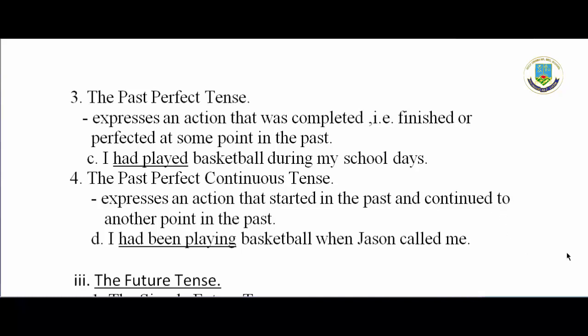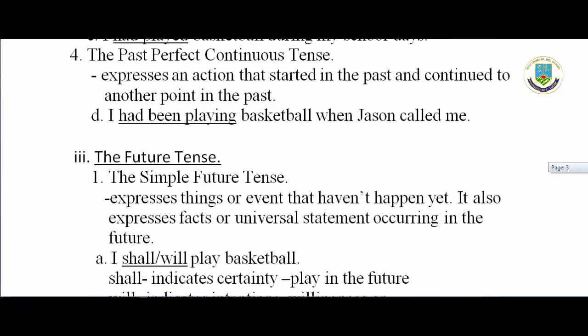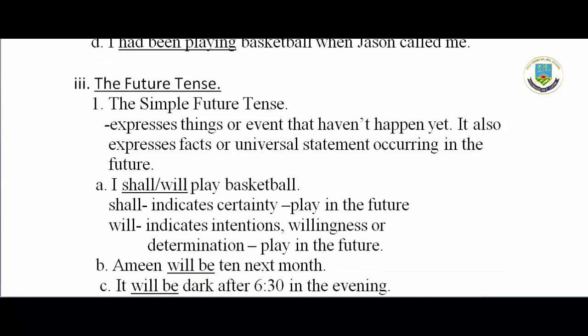Now, the last or final main tense of English grammar is the future tense. Like the previous two main tenses, the future tense also has four forms. The first form is the simple future tense. This tense expresses things or events that haven't happened yet. The event or the action is yet to happen. It will happen in the future, or it shall happen in the future. It also expresses facts or universal statements occurring in the future.